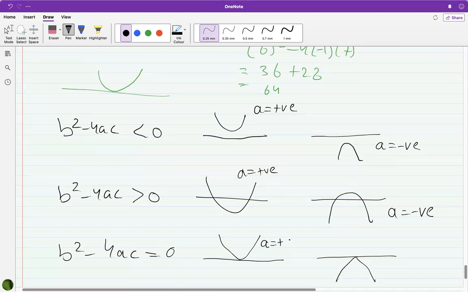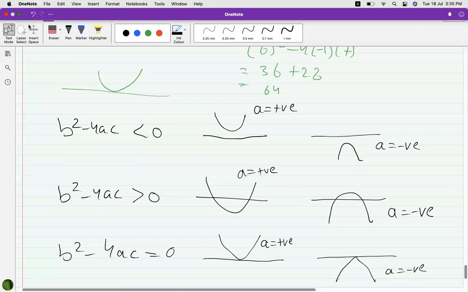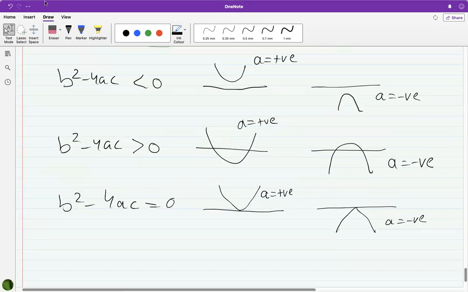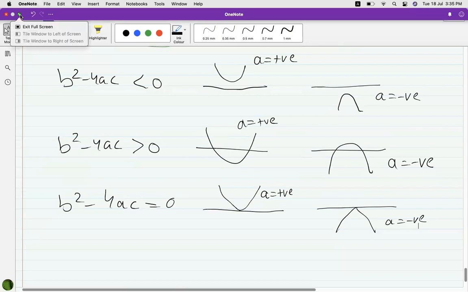A is positive, that means the coefficient of x square is positive, and a is negative, which is again the coefficient of x square. Are things getting clear? I have a question. Yes.